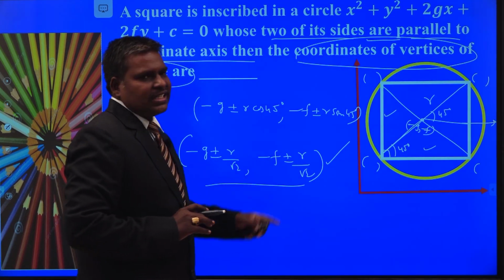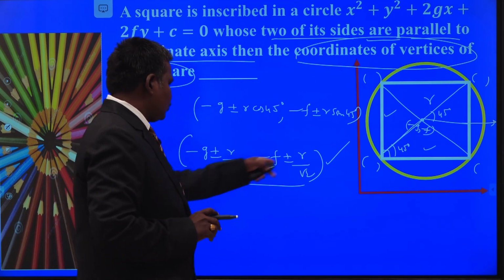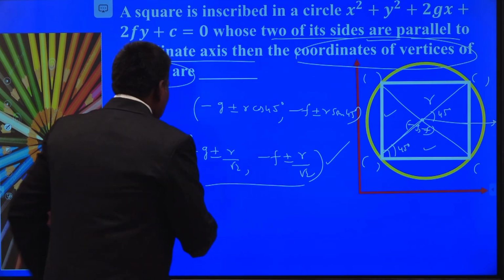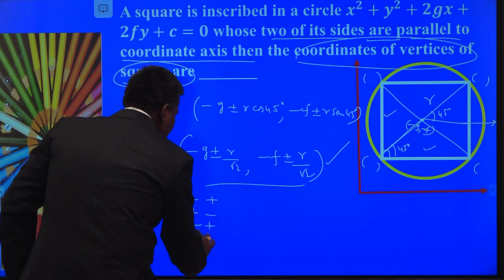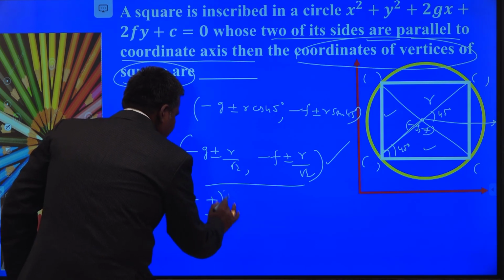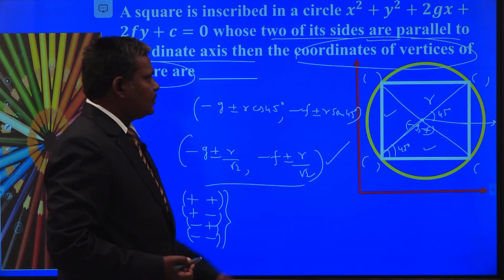What is minus g, minus f? Center of the circle. What is r? Radius of the circle by root 2. Okay, 4 points: plus plus, plus minus, minus plus, minus minus. These are the 4 corresponding vertices of your square which is inscribed in the circle. Understand?